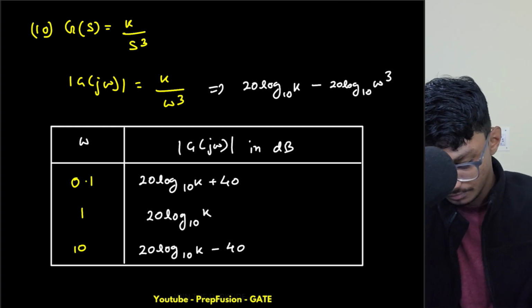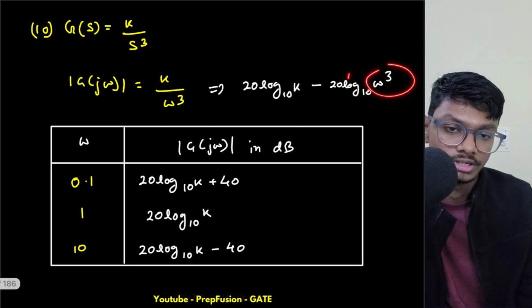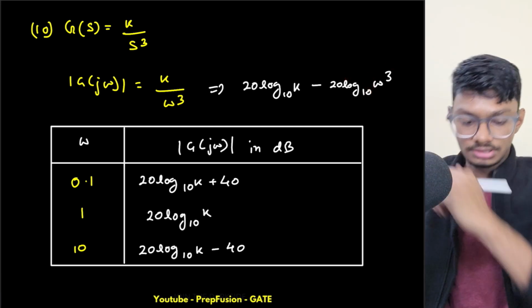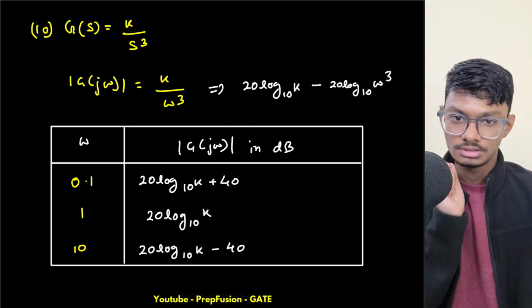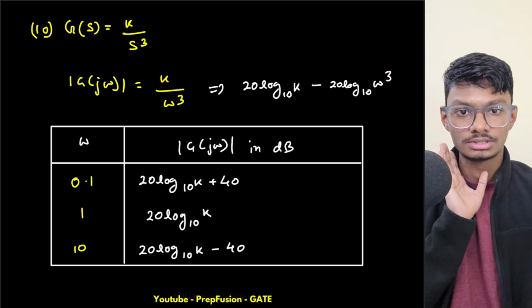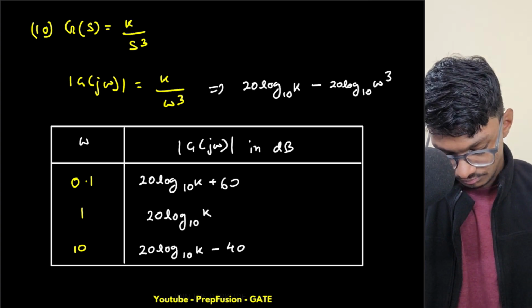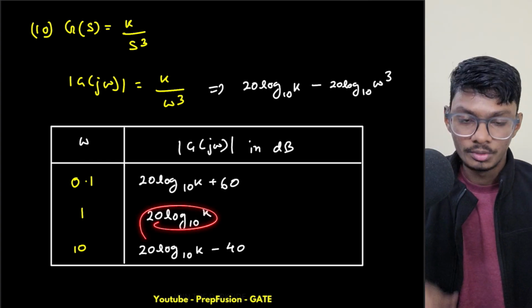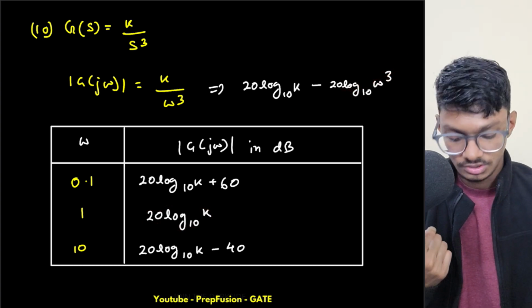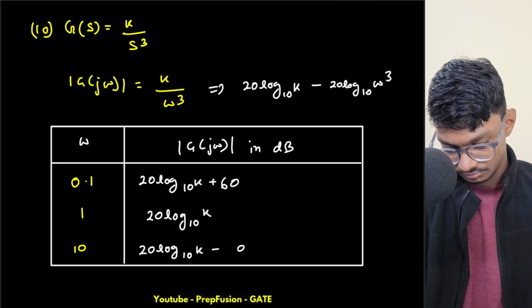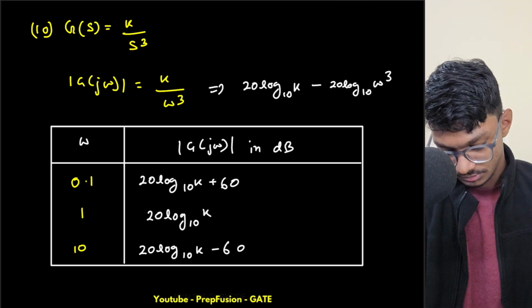And what will this become? Here if I put 0.1 now, it becomes 0.1 to the power 10 to the power minus 3. So minus 3 comes outside, so it is minus 3 into minus 20, which is 60. So this becomes 60. Again, if you put omega as 1, this vanishes, becomes 0, and this is 20 log base 10 k, and this is minus 60.